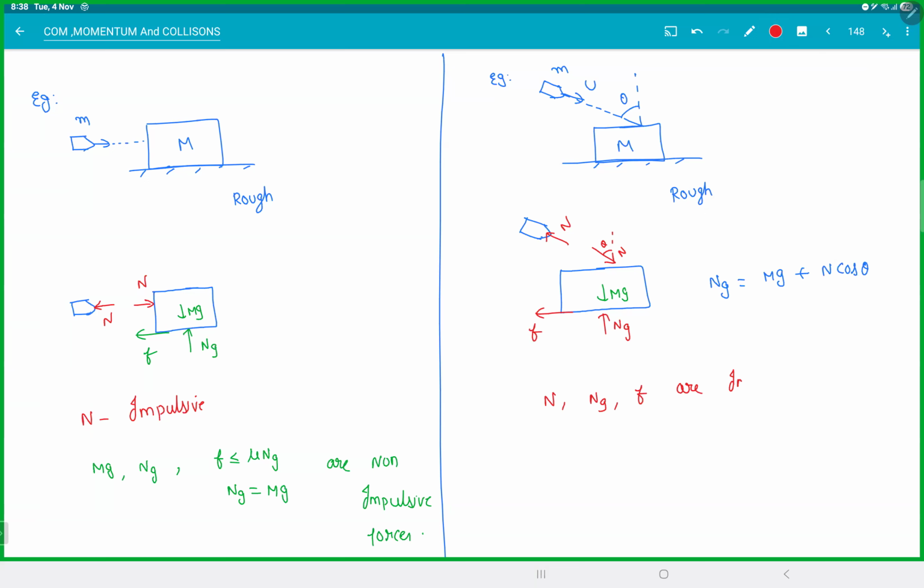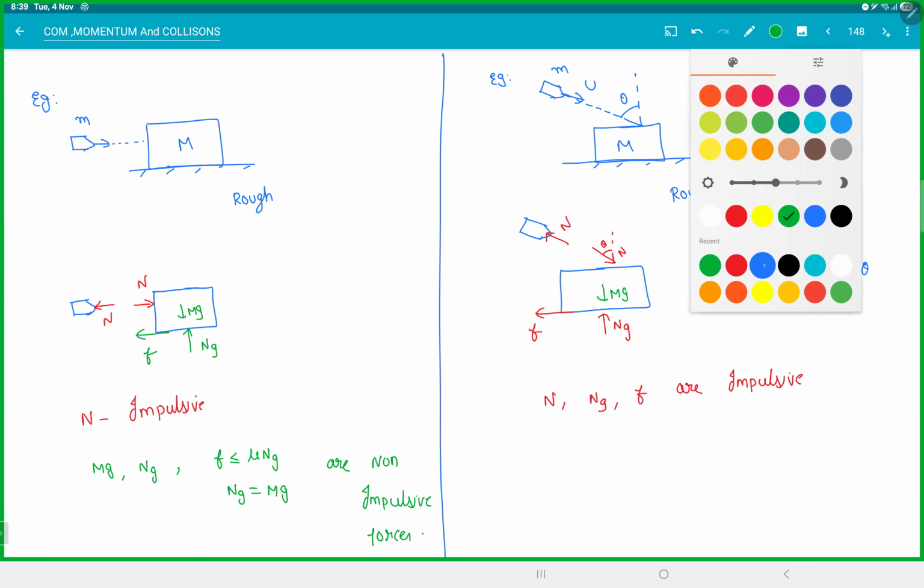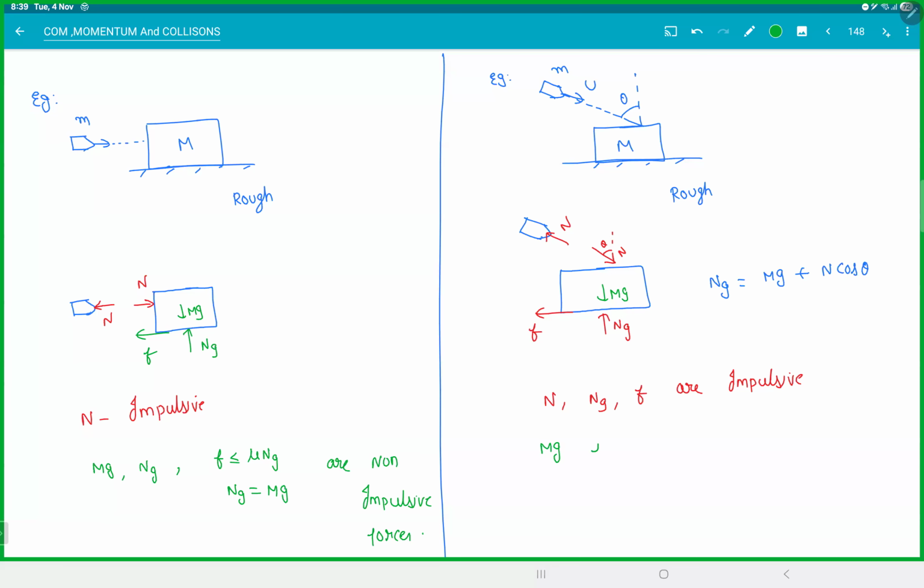So during collision, whatever forces you get, if they interfere with other forces, they will also become impulsive. Mg is always non-impulsive. Did you see, in both the questions, even though the forces and the picture are there, just making it an angle changed the whole thing. So mg is still non-impulsive. During collision, that N is big. Because of that, the ground force also becomes very big. And because of that, friction also can become very big. Clear?